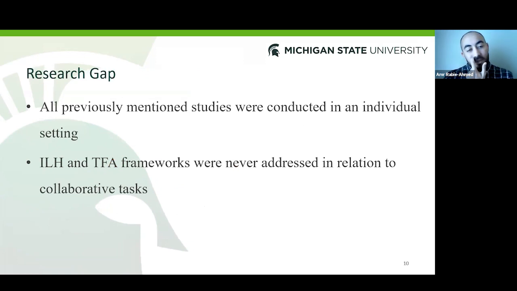So there are two gaps in the literature so far. First of all, the previously mentioned studies were conducted in an individual setting, and also the ILH and TFA frameworks were never addressed in relation to collaborative tasks. It was only individual tasks.